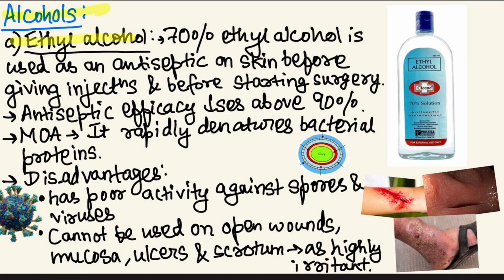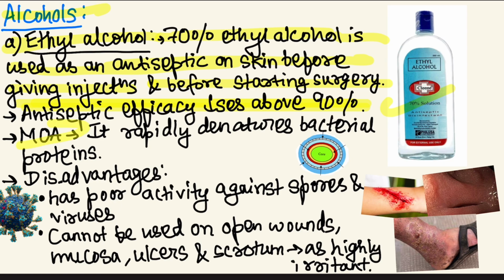Then we have the next category, that is alcohols. Under this we have ethyl alcohol. 70% ethyl alcohol or ethanol is used as an antiseptic on the skin before giving injections and before starting surgery, as you can see here. And the antiseptic efficacy decreases above 90%. That is, above 90% concentration of ethyl alcohol, the antiseptic efficacy of the ethyl alcohol will decrease.